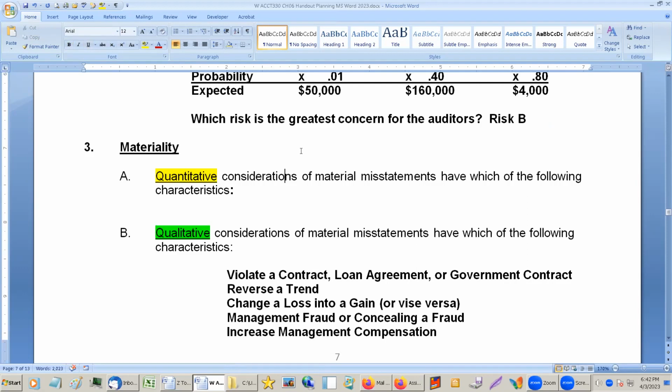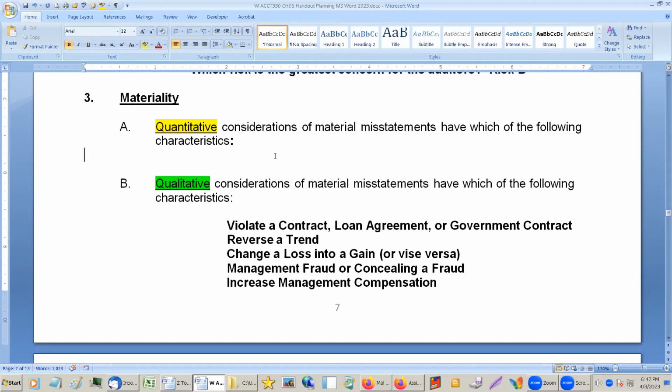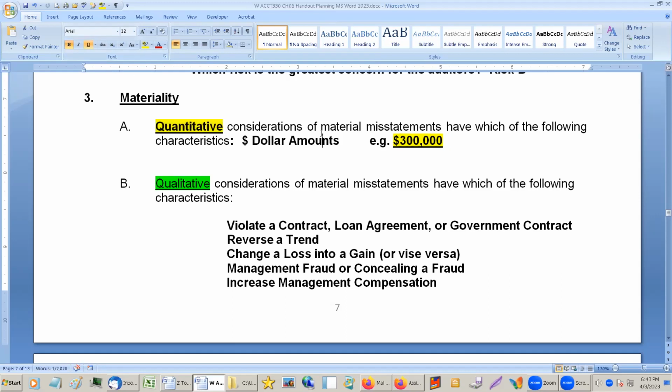Quantitative considerations for materiality. This is one of the really difficult things to come to grips with. Quantitative are dollar amounts. For example, $300,000. So this is quantitative. You say, okay, how did you come up with it? $300,000 is material. And this is how we usually think about materiality. What's it off by? How many dollars is it off by? Are the financial statements materially misstated? So quantitative are the dollar amounts.